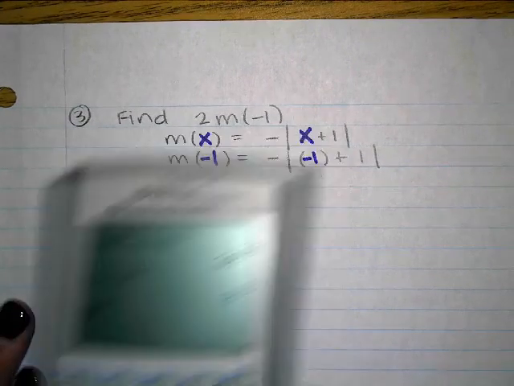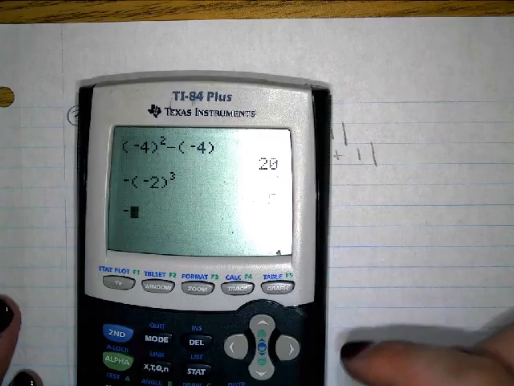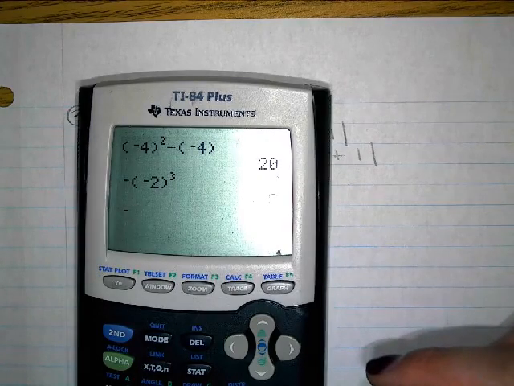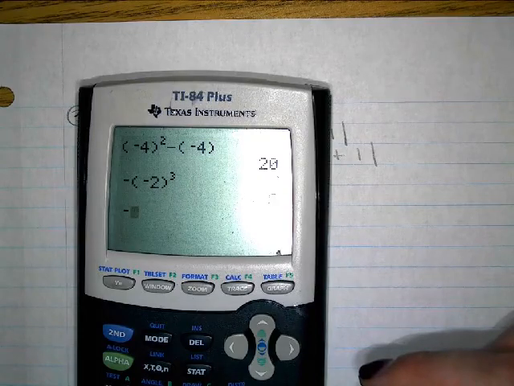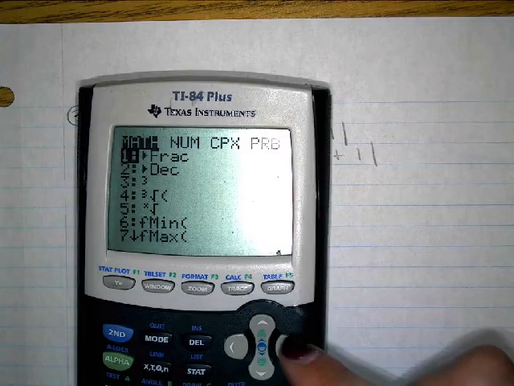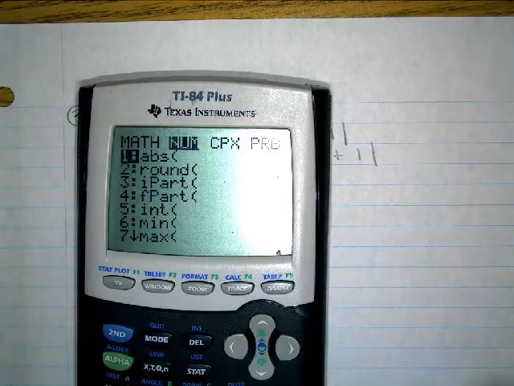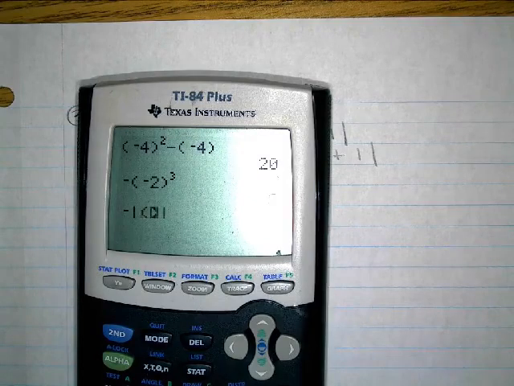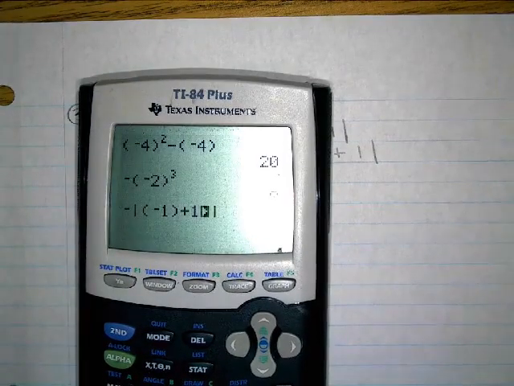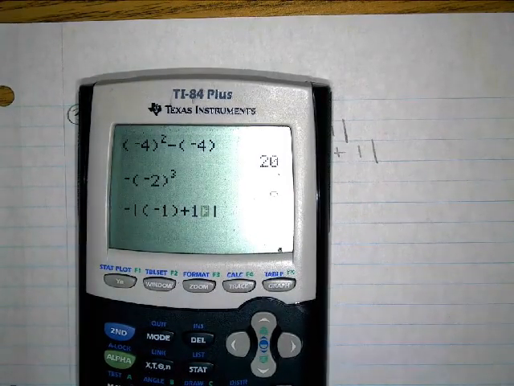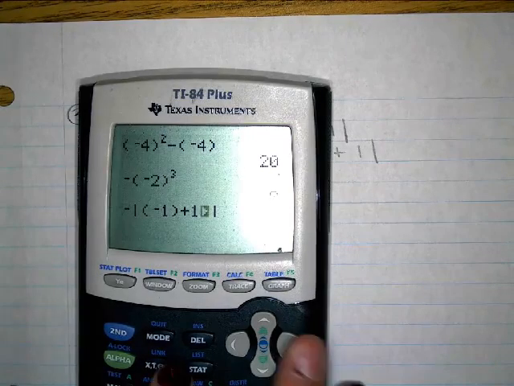And how do I get an absolute value on my screen? Math, go over to number, and it's the first one. Okay? Negative 1 plus 1. So everyone see how whatever I typed or wrote on the paper, that's what I'm typing on my screen every time? Because your calculator can handle whatever it is that you wrote on your paper.